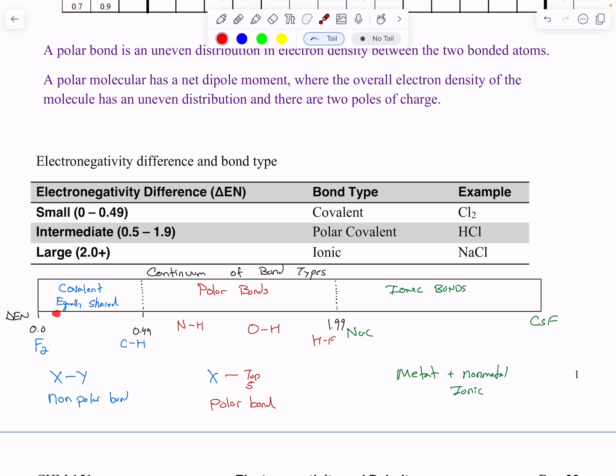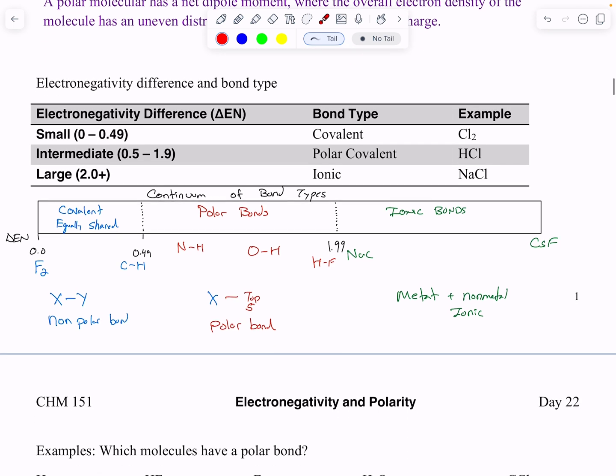So we equally share in covalent, we partially share in polar, and we don't share at all in ionic, which is electron transfer. So those are the types of bonds, and they have different properties because of how that happens. All right, so let's do some examples.